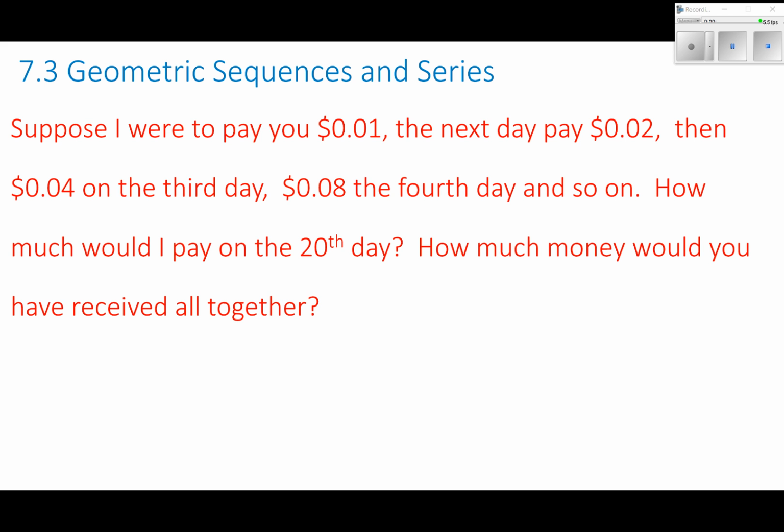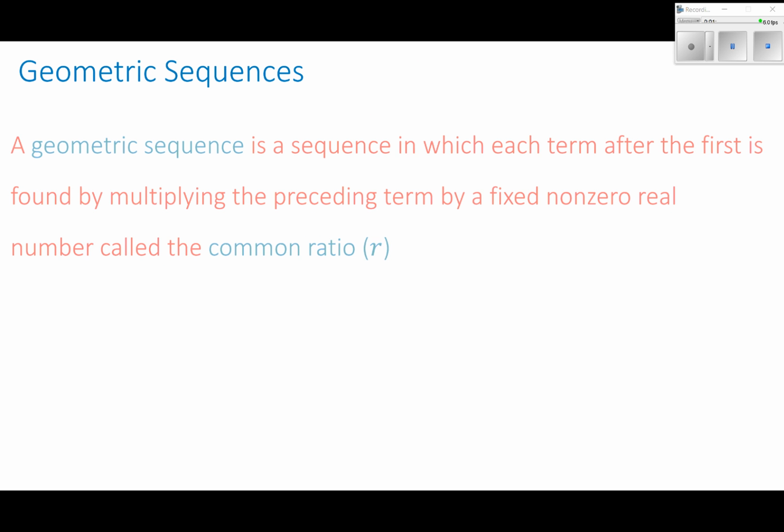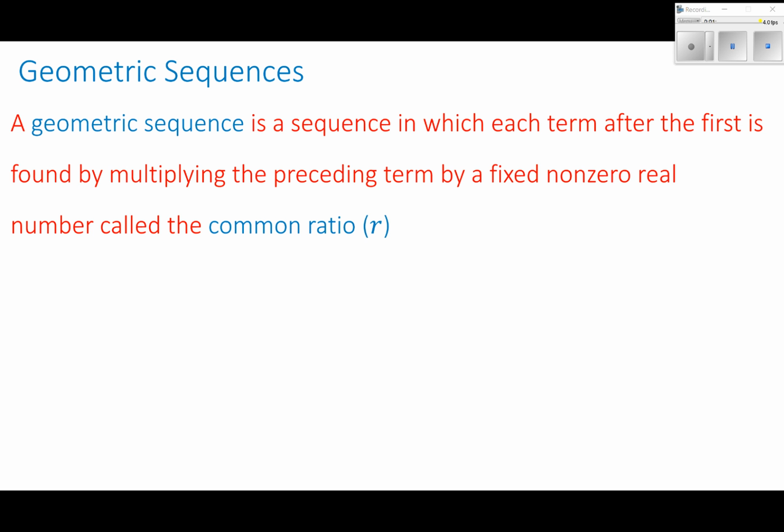But then second question, how much money would you have received altogether? To determine that final amount of money, I would add up all of the terms of my sequence. Adding all those terms together, remember when we were working with an arithmetic sequence, when we add them up, that was called our series. Same thing with geometric.